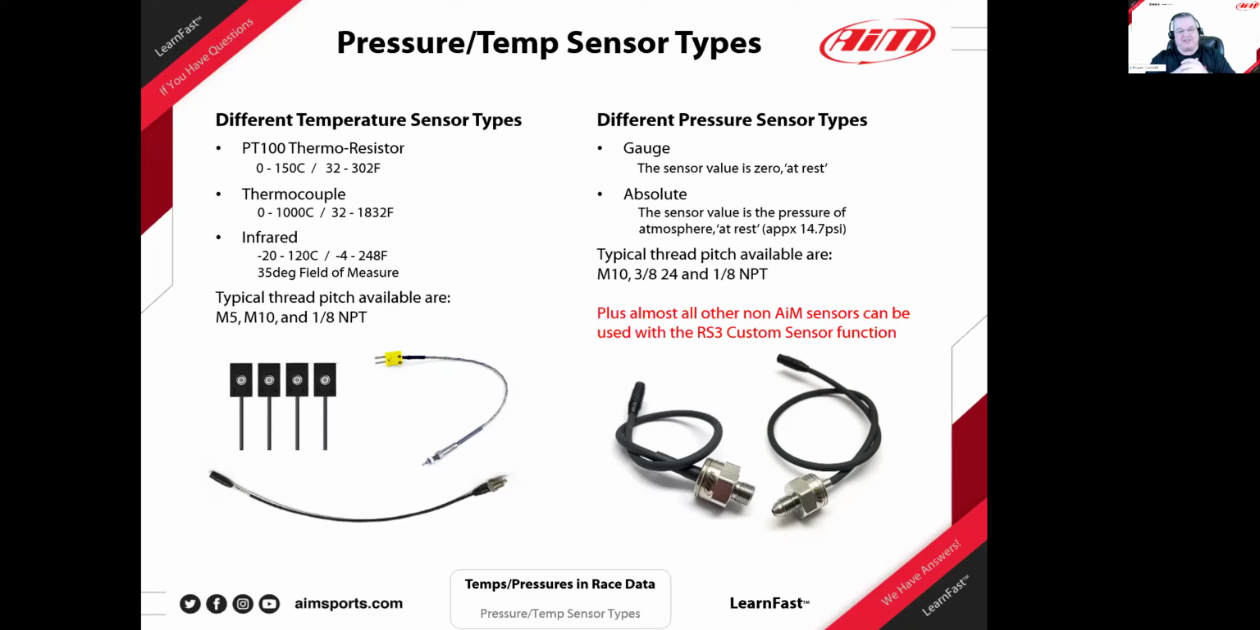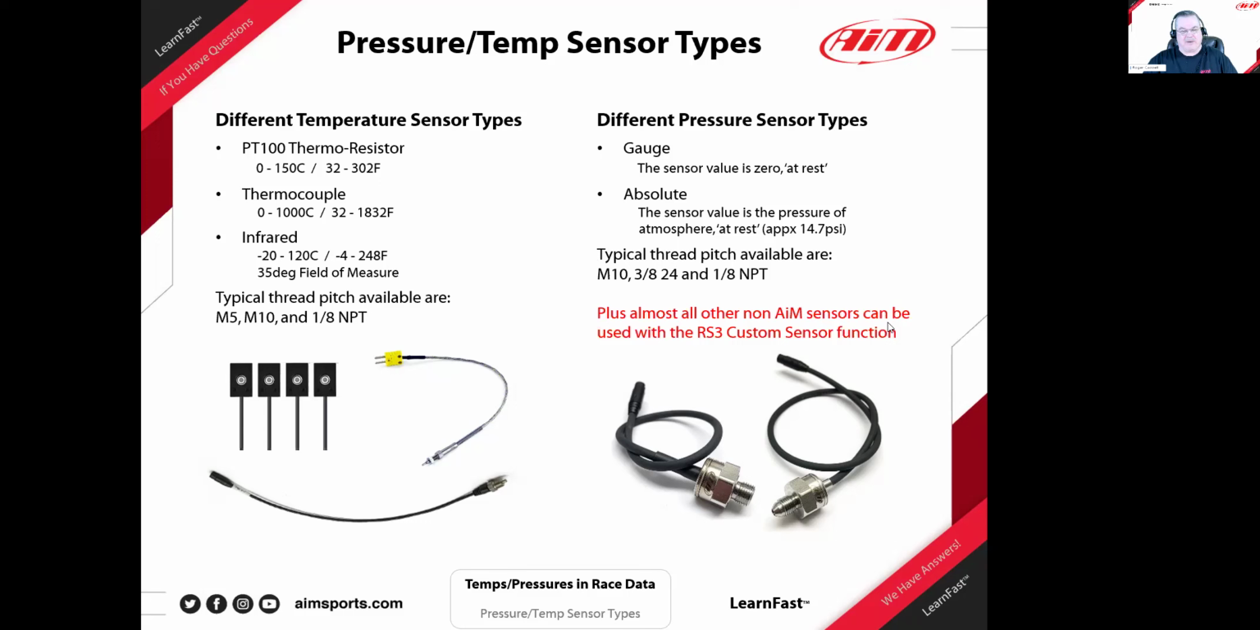Number one is they'll buy a sensor and they don't understand exactly what they ordered. Most of our sensors are what we call gauge, and when you plug it all in and configure it, and turn it on, it reads zero, right? Ambient is zero, zero at rest.